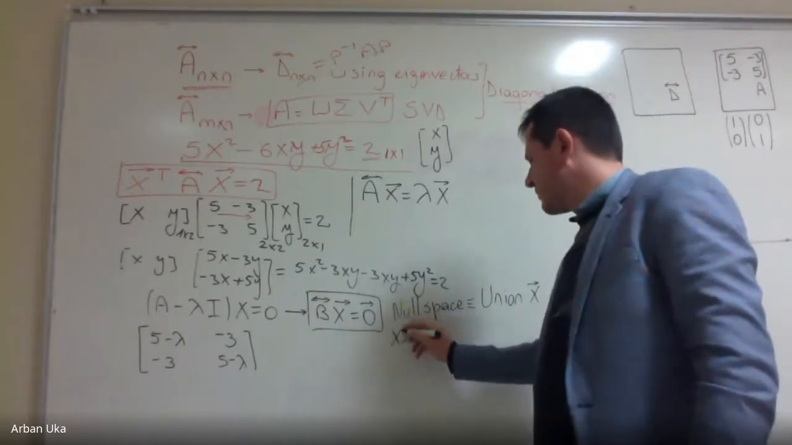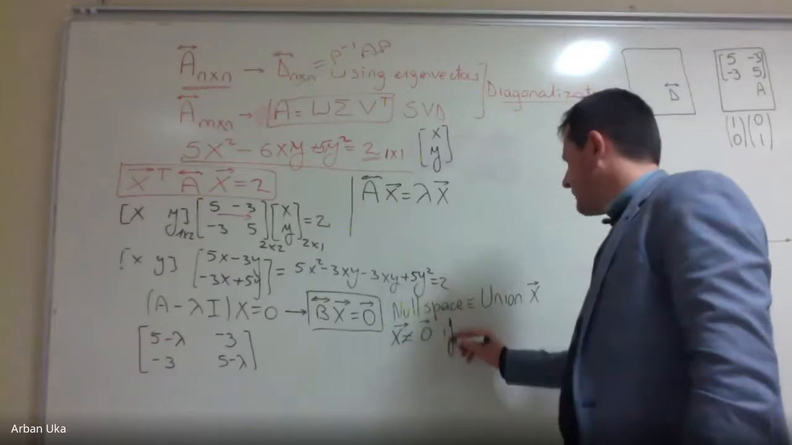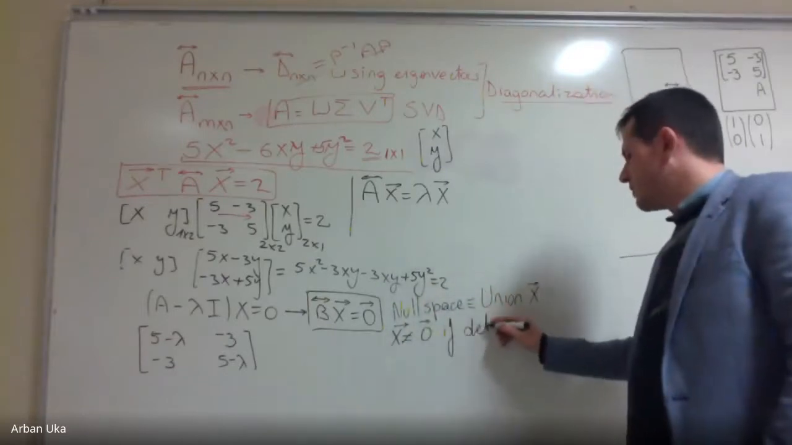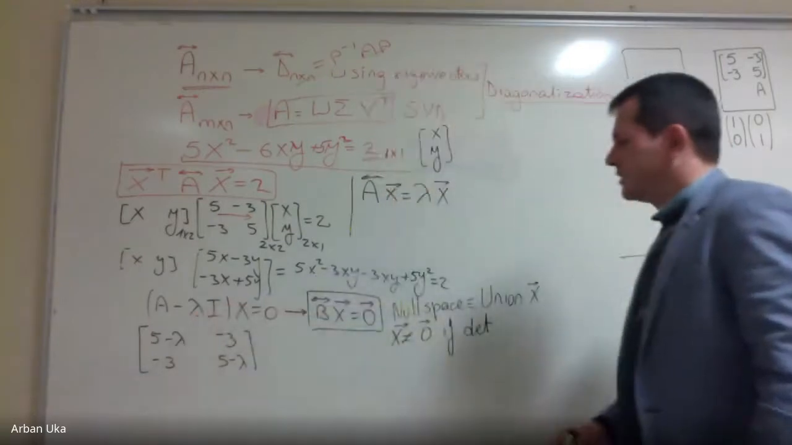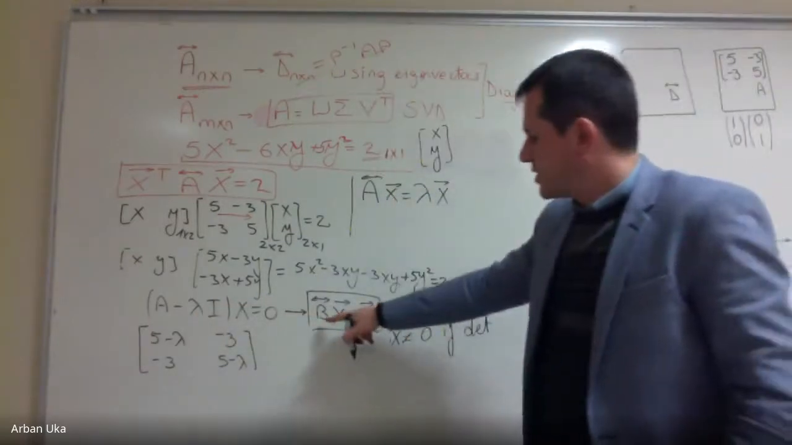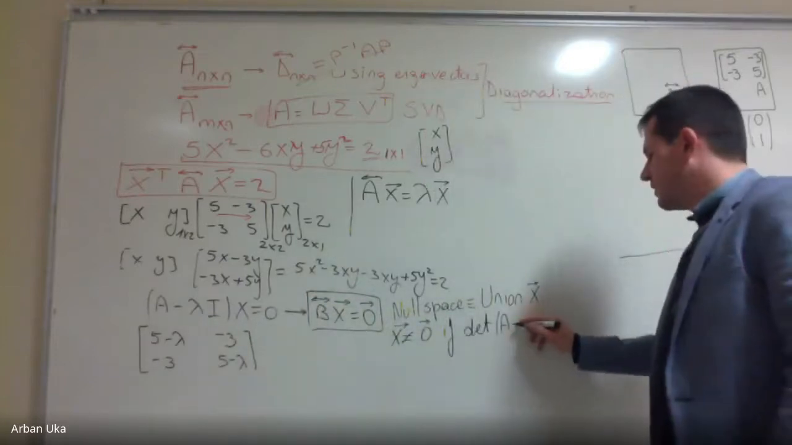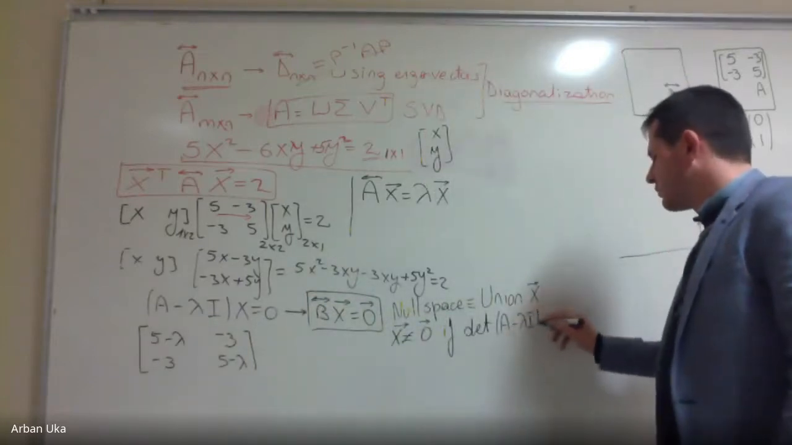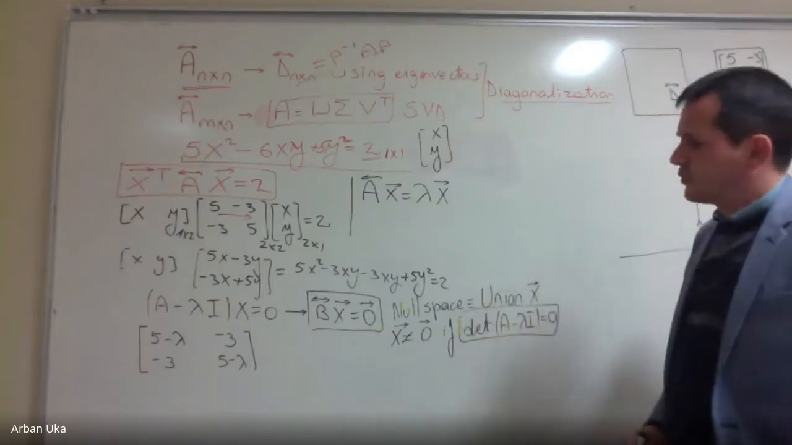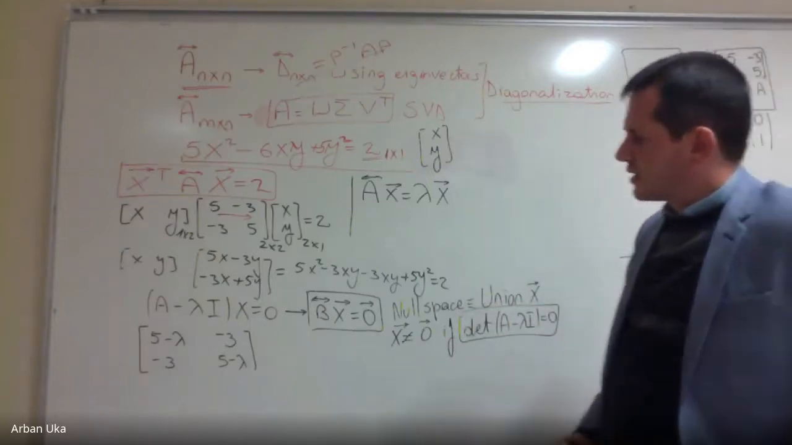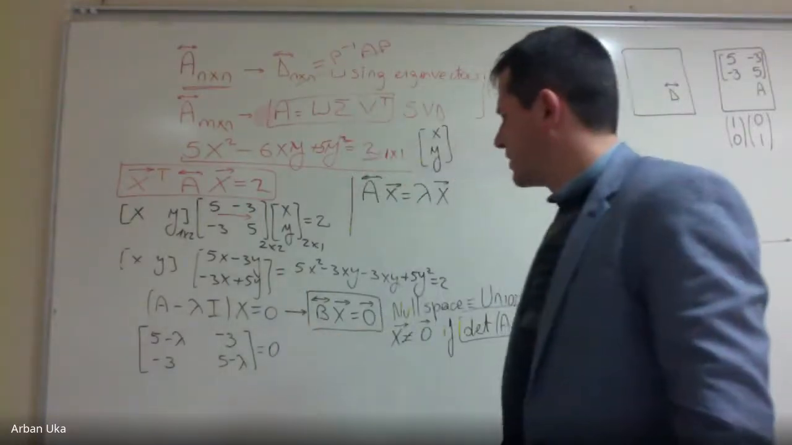X as a vector can be different from the 0 vector only if the determinant of this matrix B, which we're writing as A minus lambda I, is equal to 0. From this expression, we get the characteristic polynomial, which is going to be a second order polynomial, and the determinant would be equal to 0.